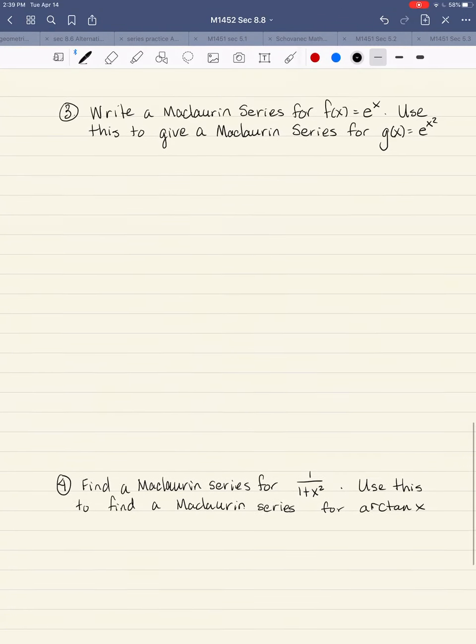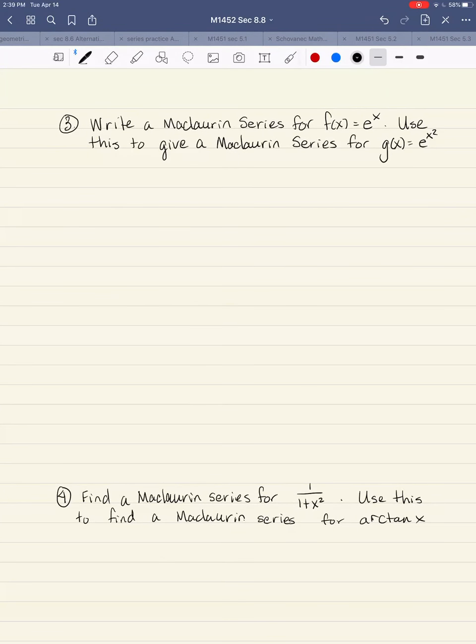Okay, let's look at the next example. We want to write a Maclaurin series for f of x equals e to the x, and then I'll show you how we can use it to get a Maclaurin series for g of x equals e to the x squared. So let's take a bunch of derivatives of e to the x, and they're all going to be e to the x.